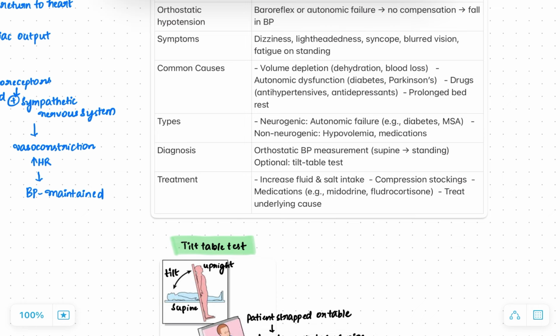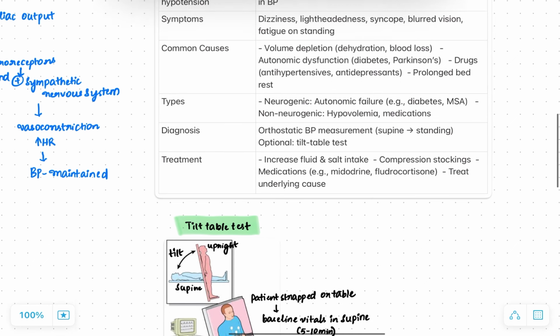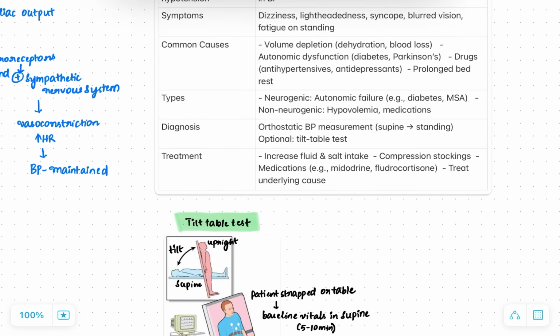The symptoms will be because of this drop in blood pressure. There is dizziness, lightheadedness, syncope, blurred vision and fatigue on standing. Common causes are volume depletion like dehydration and blood loss, autonomic dysfunction like diabetes and Parkinson's, drugs like antihypertensives and antidepressants, and prolonged bed rest.